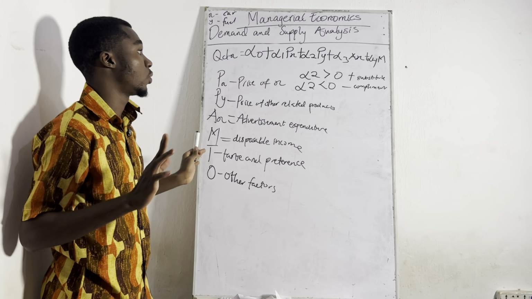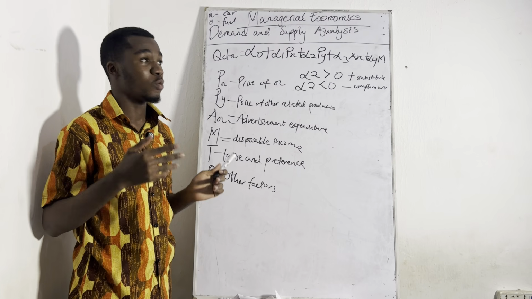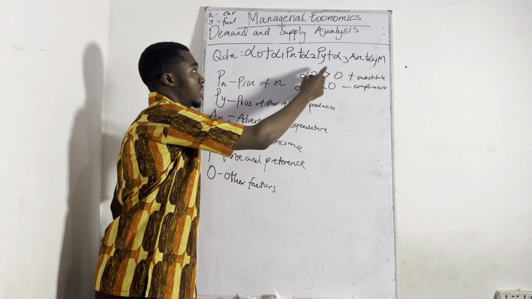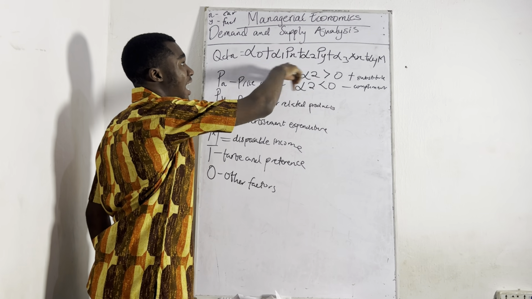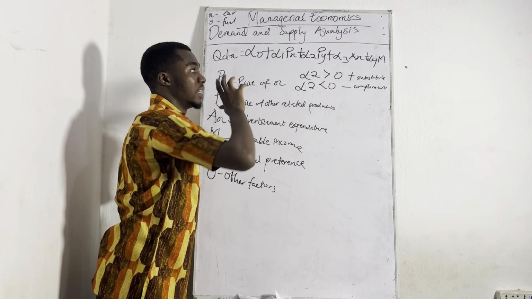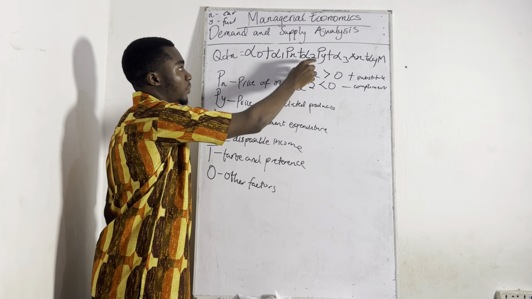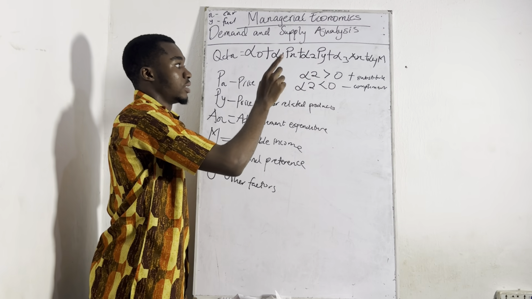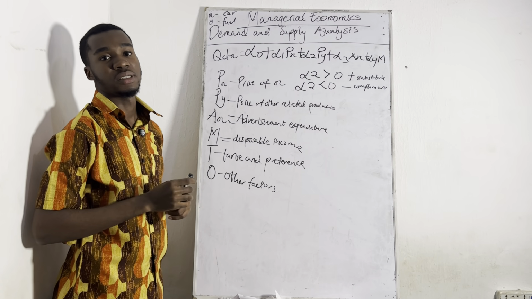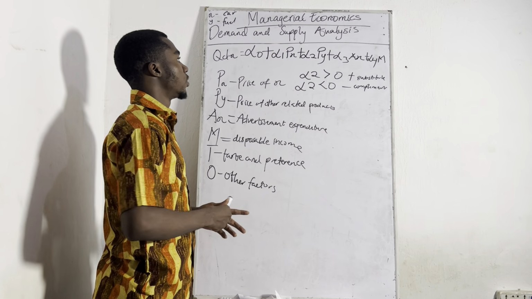So if you don't want to be confused, you can just chew it. Once alpha 2, whatever is attached to the price of the other one, is greater than 0, then it's a substitute. And if whatever is attached to the price of the other one is less than 0, or negative, then it's a complement. I hope you understand it. Then we move on to alpha 3.